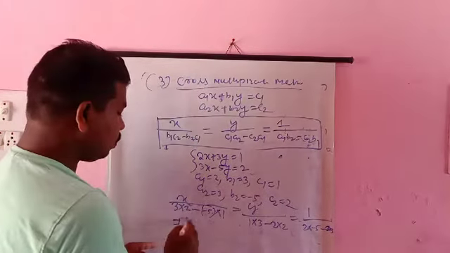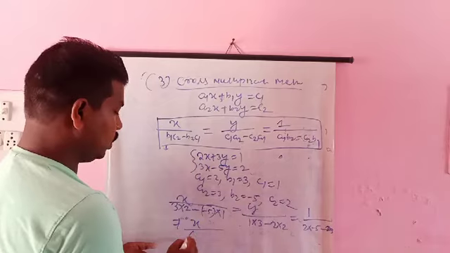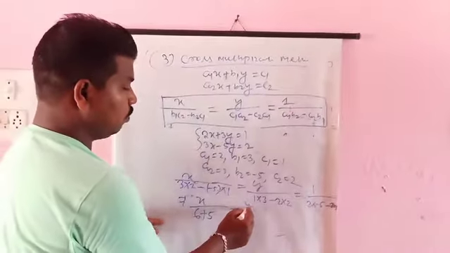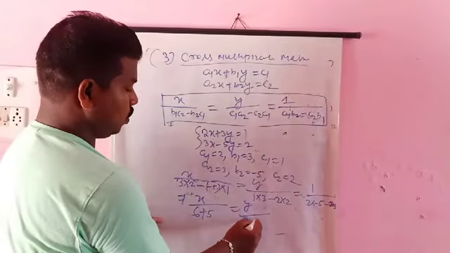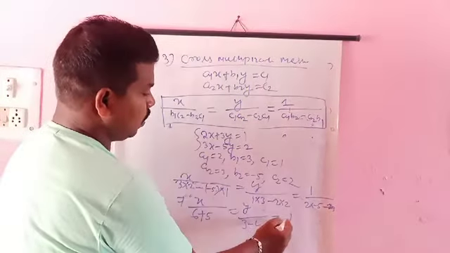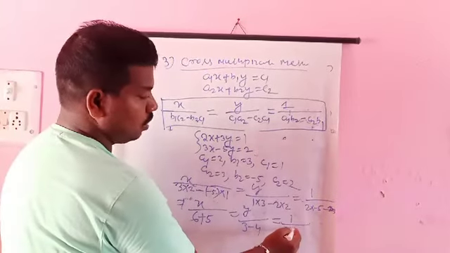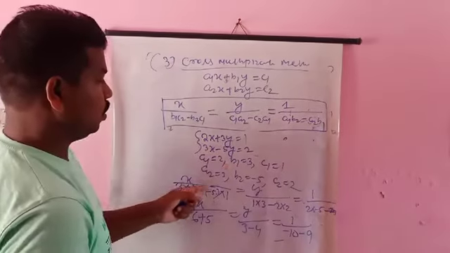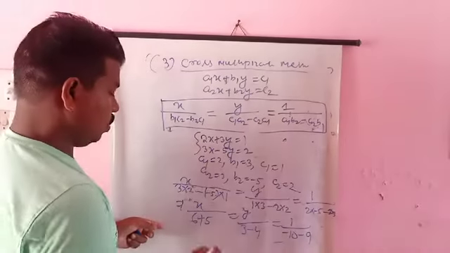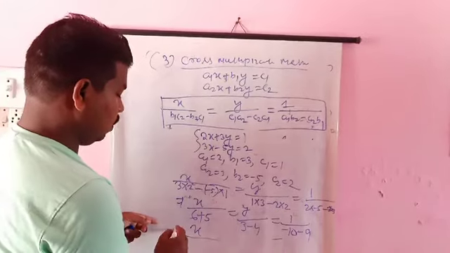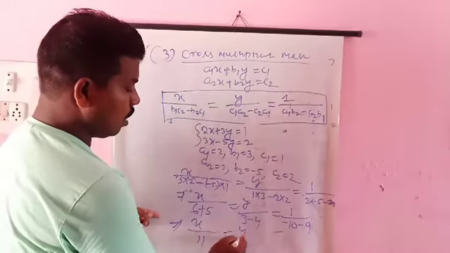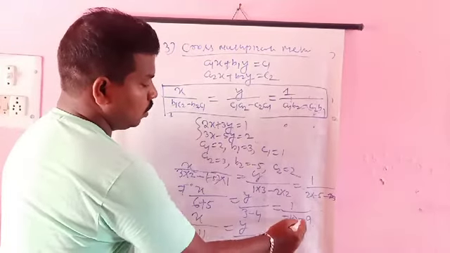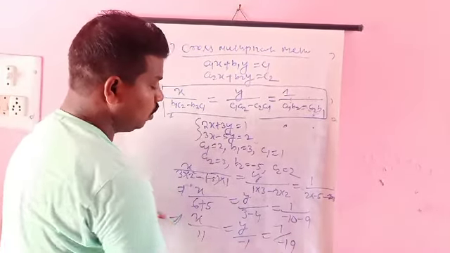So now x by 3 into 2 is 6, minus minus plus 5 into 1 is 5, so x by 11. y by 1 into 3 is 3, minus 2 into 2 is 4, so y by minus 1. 1 by 2 into minus 5 is minus 10, minus 3 into 3 is minus 9, so 1 by minus 19.